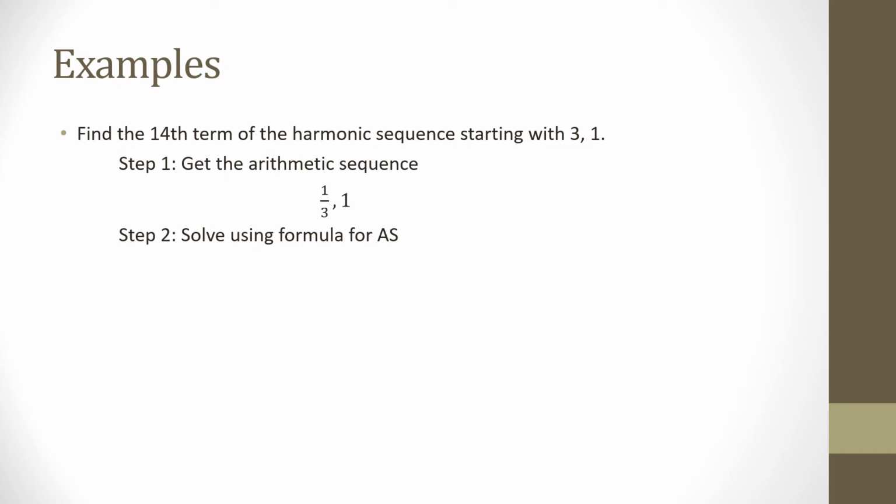So, first is find the common difference. 1 minus 1/3, tama ba? So, a of 2 minus a of 1. That is 2/3. And then, proceed to formula. A of 14, this is a of n is equal to a of 1 plus n minus 1 times d. So, a of 1 is 1/3, and then n is 14, and then the common difference is 2/3.